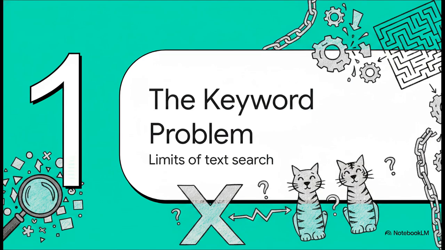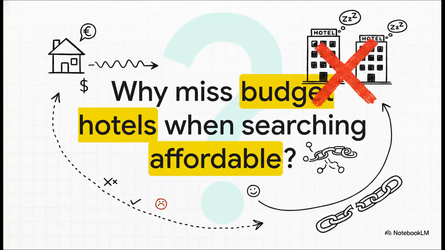The keyword search problem. So why do we even need embeddings in the first place? Let's look at a really vivid failure of traditional retrieval. Imagine a user queries your enterprise database for affordable accommodation, but your documents only use the phrase budget hotels. A legacy keyword search is going to return exactly 0 results. Literally 0. This brilliantly illustrates the fatal flaw with traditional search.